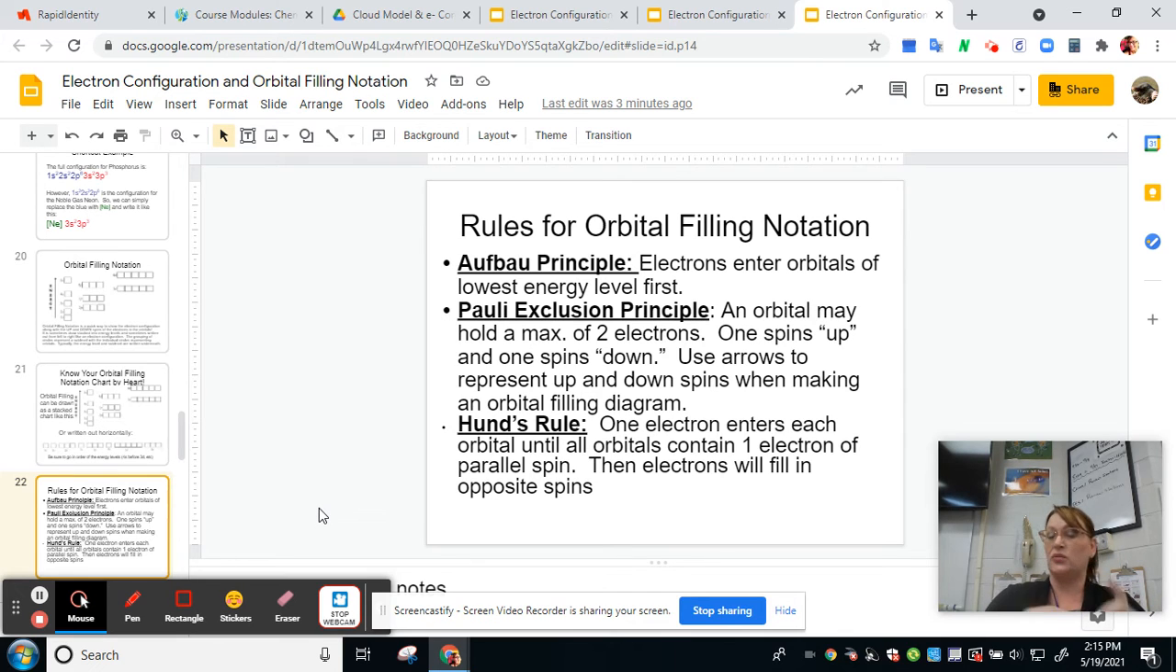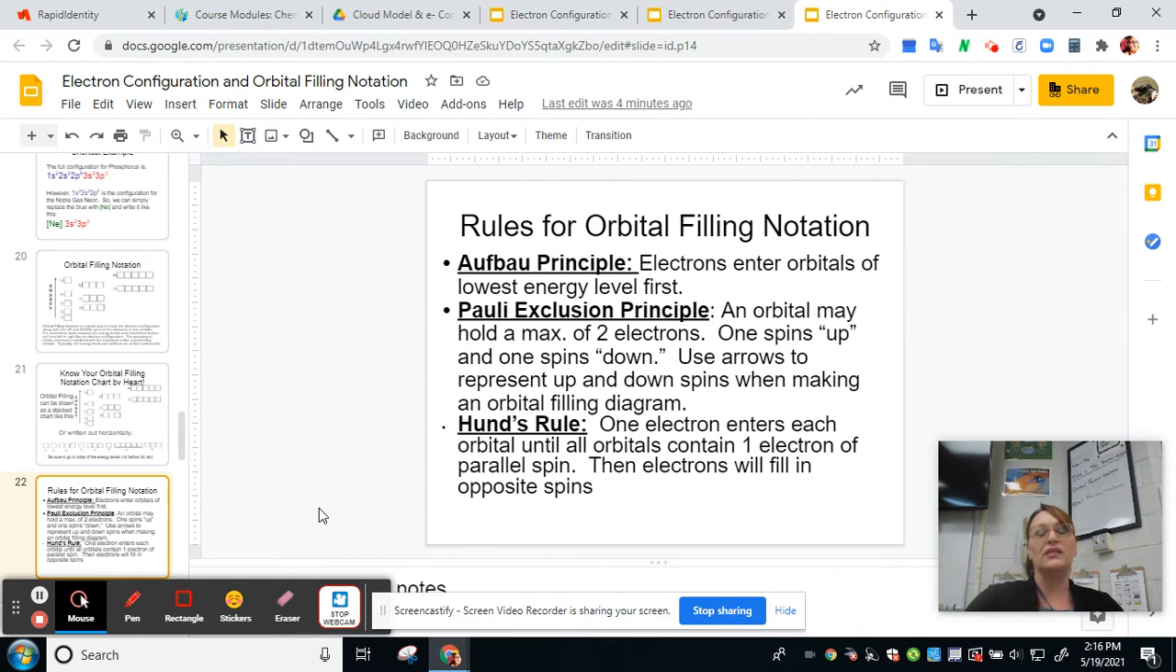We already know the Aufbau principle. Electrons have to go into the 1s, and then the 2s, and then the 3s, and then the 3p, and so on. The next one is called the Pauli exclusion principle. It says an orbital may hold a maximum of 2 electrons. One spins up, one spins down. And we'll use arrows to represent the up and down spins when making an orbital filling diagram. So an orbital may hold a maximum of 2 electrons. And all of the electrons in one sublevel will always point the same direction first.